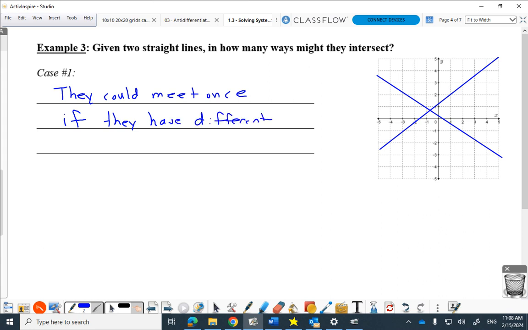So my picture shows ones that have different y-intercepts, but if they happen to intersect at the y-intercept, they could have different slopes and still meet once. Okay, now, the way I did that, you might be all over the place. Do you need more time to write down case 1? Yes? I thought so. They could meet once if they have different slopes.